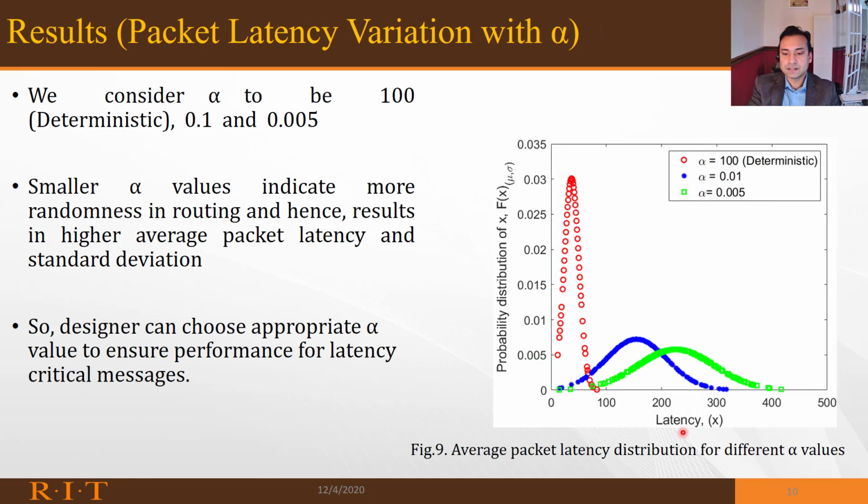Going directly into the results, what we see is that as we vary the parameter alpha, which controls how random the routing decisions are at each node, the more random the routing decisions get as alpha decreases. This is the probability density function of the latencies of the packets. As alpha decreases and the routing decisions are allowed to be more and more random, you can see that the average latency as well as the variance in the latency in the system increases.